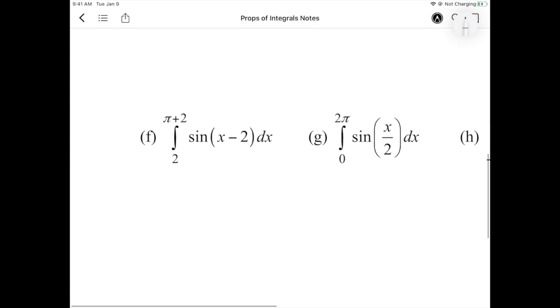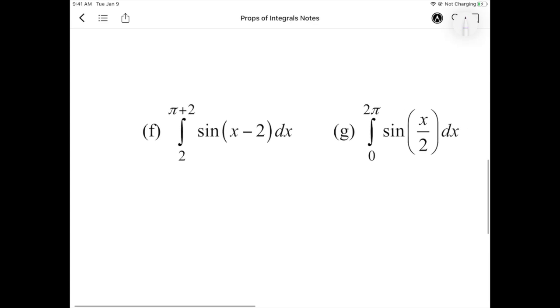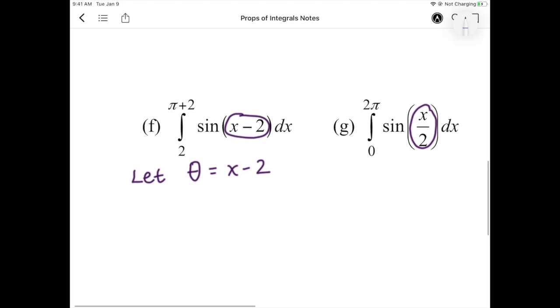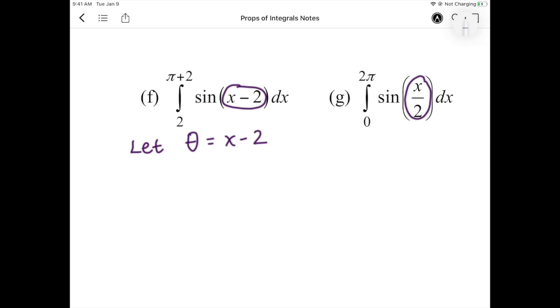F is a little bit different, so I'm going to do F for you, and then I'm going to have you try G on your own, so pay careful attention. In both of these, I have something other than just x in there, so this is the case where I'm going to make a substitution. So I'm going to say, let's let theta equal x minus 2. So I'm just going to replace what's in there with theta. So that means I have to change what's in here to be theta. Now I have d theta instead of dx.